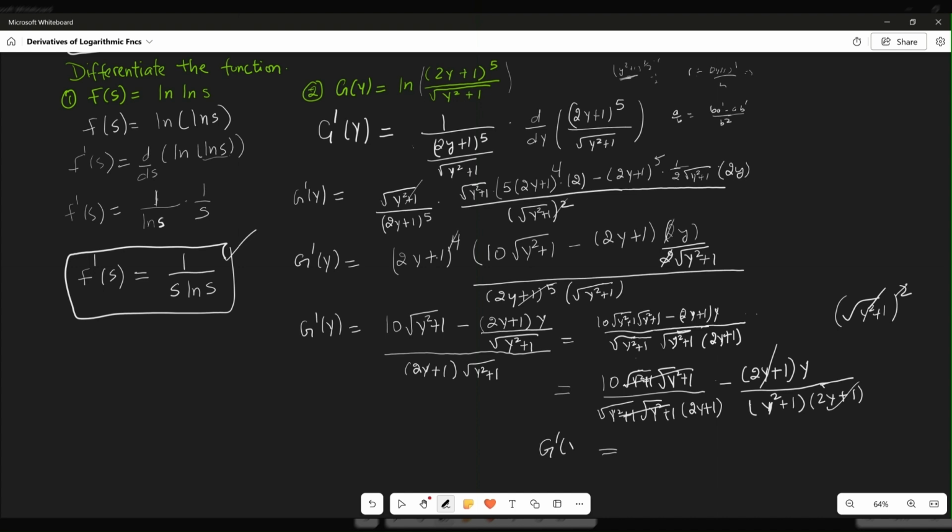derivative of this function is simply equal to 10 over 2y plus 1 minus y over y square plus 1.